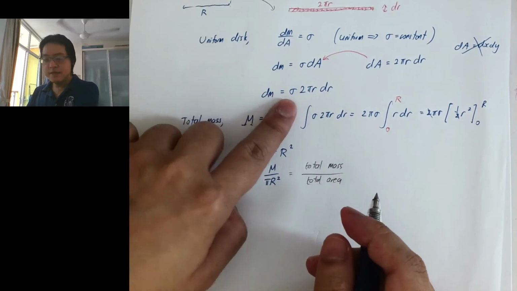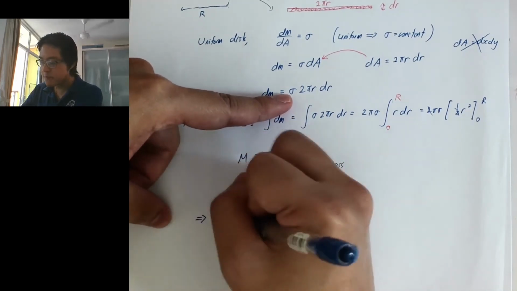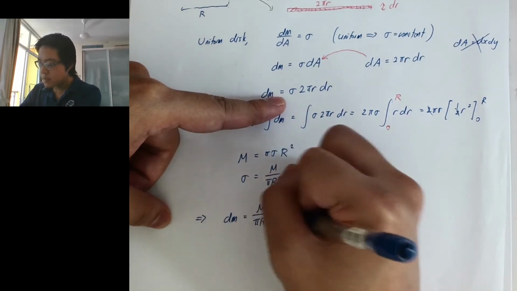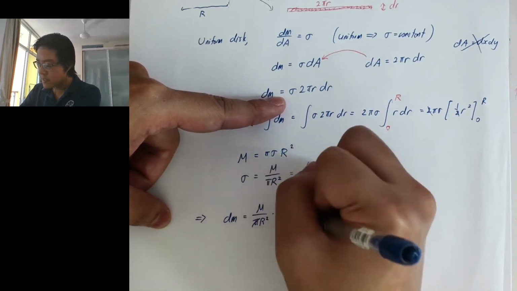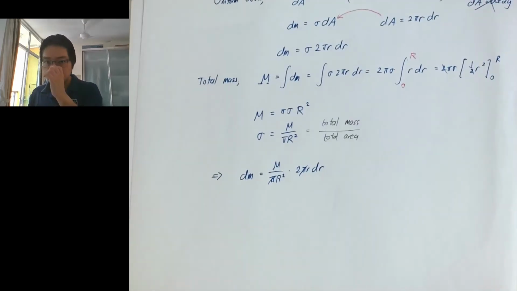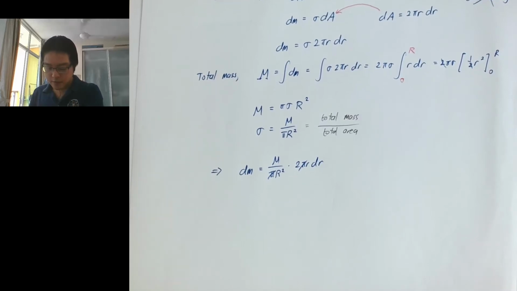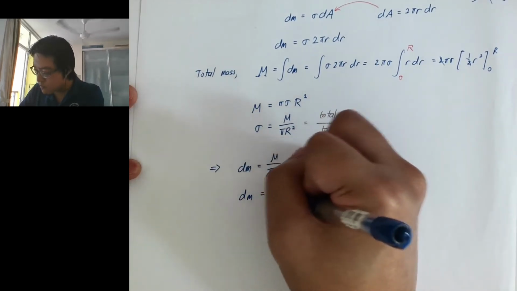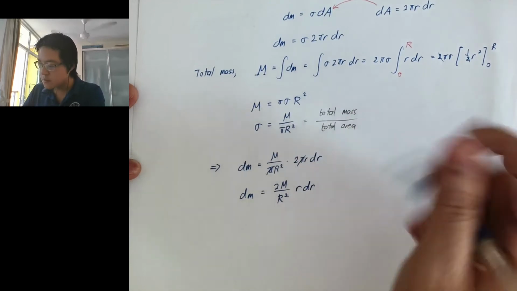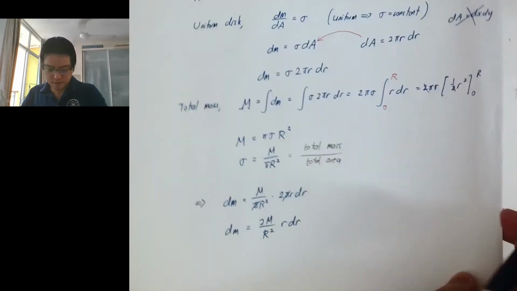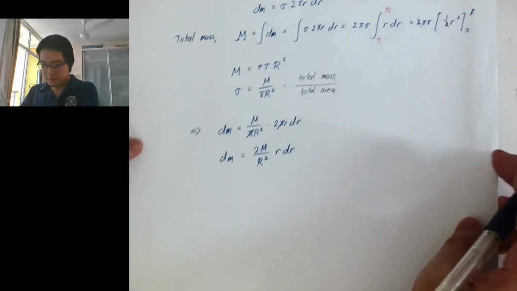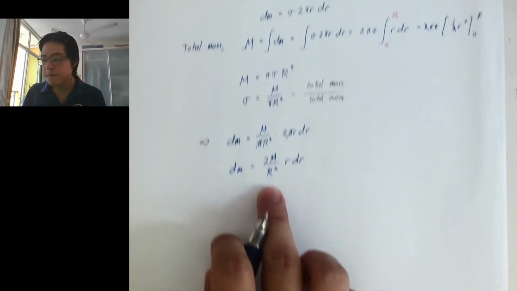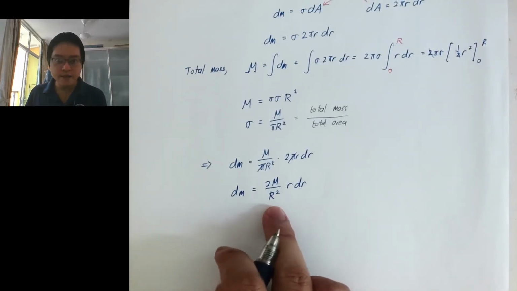So my dm formula I can now put in this way: it's M over pi R squared, times 2 pi r dr. So I cancel this factor over here, and then I get my dm now. So it's just 2M over R squared times r dr. Okay, so do you agree so far? Do you follow? We got my dm until here already.